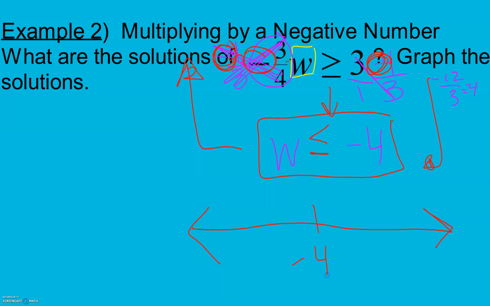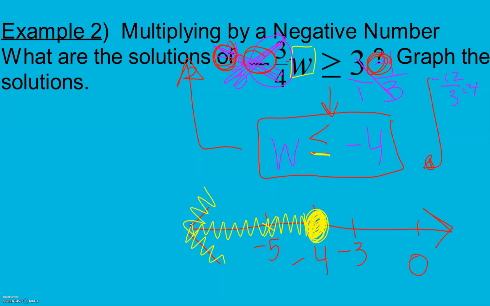Again, my boundary point goes in the middle. -3, -5, one number on each side, and 0. I'm going to put a circle at -4, and because I'm equal to here, I'm also going to fill that in. We want numbers that are smaller than -4, numbers like -5 and -100. So we go to the left and shade everything there.